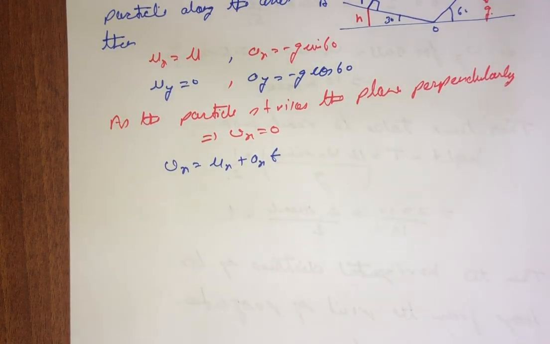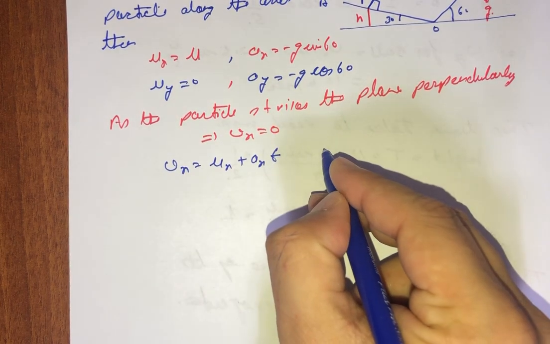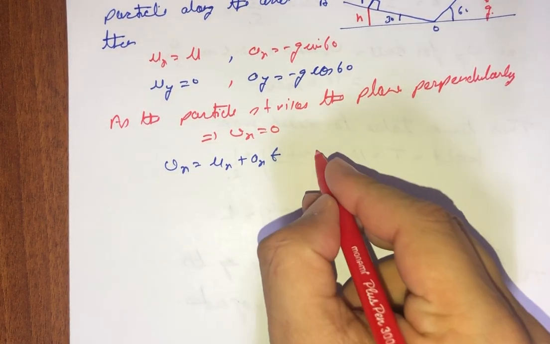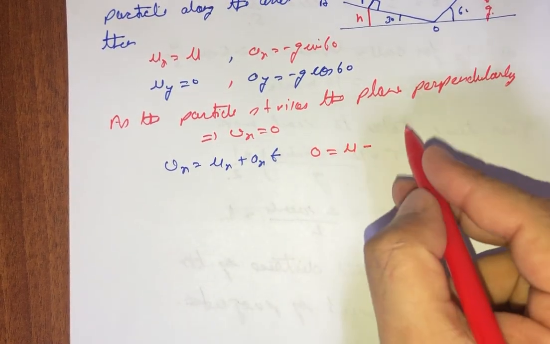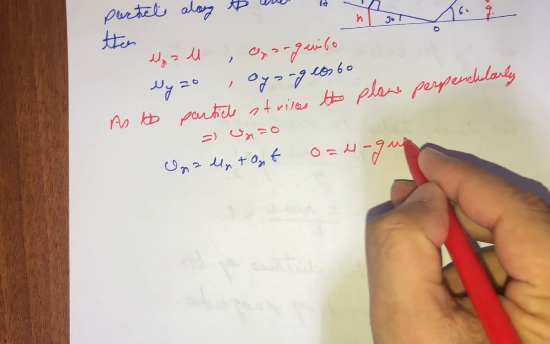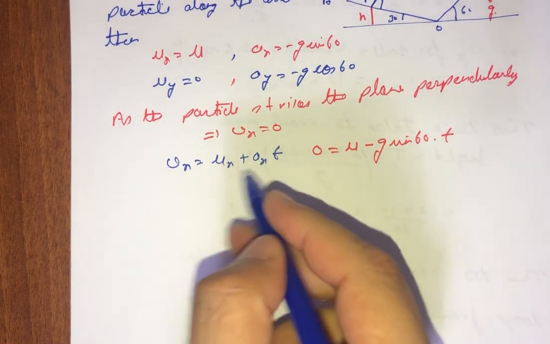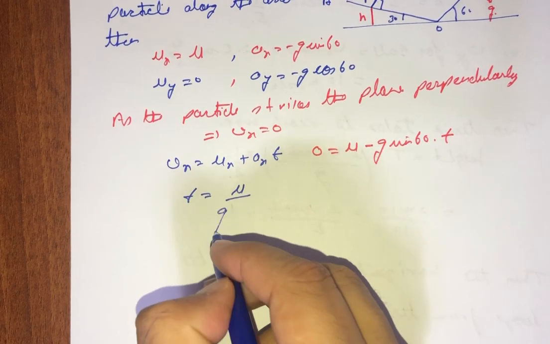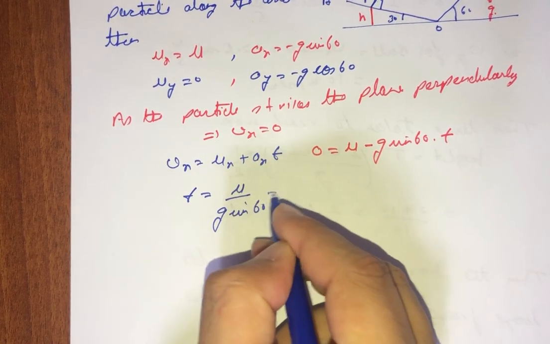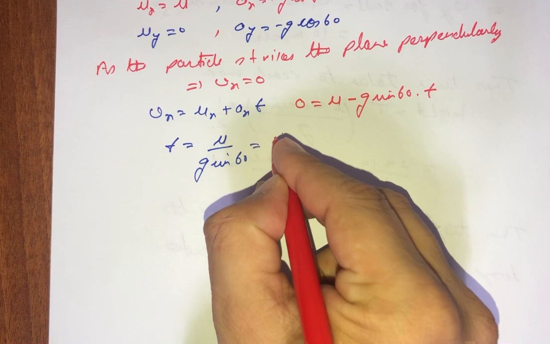Now we are going to put the values. We already know v of x is equal to 0, so this will be 0 is equal to u of x, which is already u, so this will be u minus a of x, which is g sin 60, multiplied by time t. From here we can find out t. T will be equal to u divided by g sin 60, and the initial velocity is given as 10 root 3. So we can write this will be equal to 10 root 3.